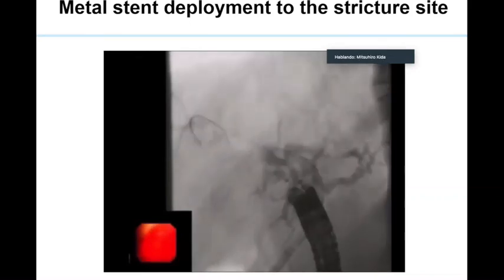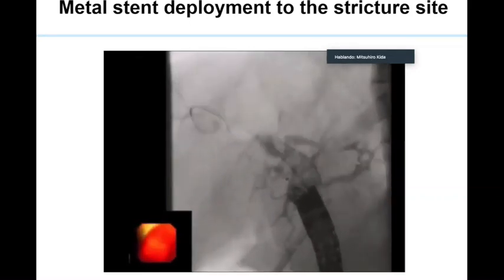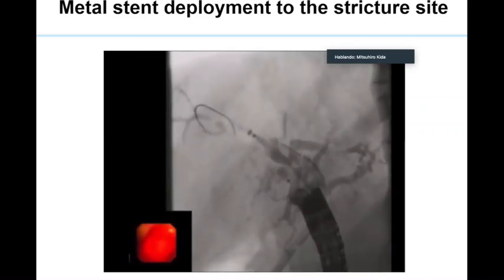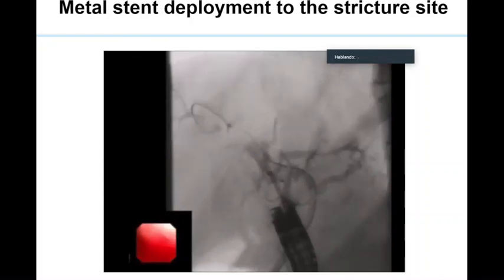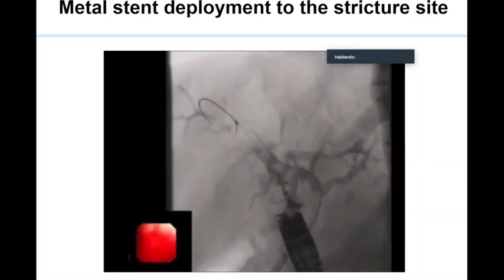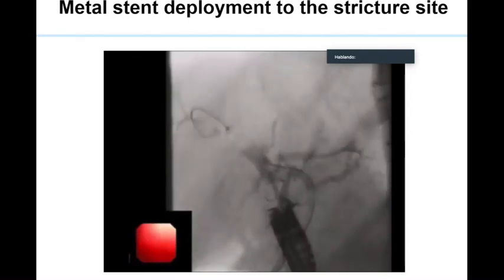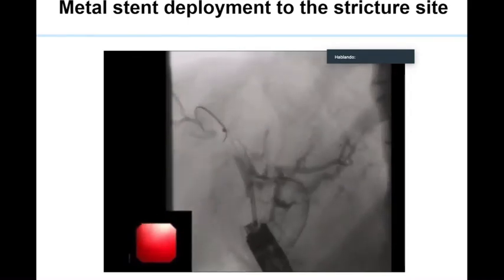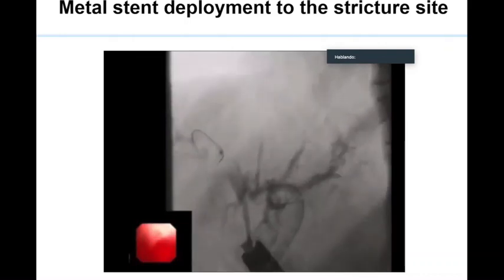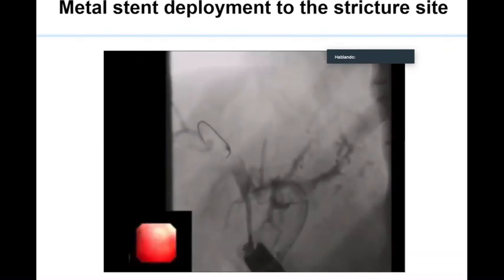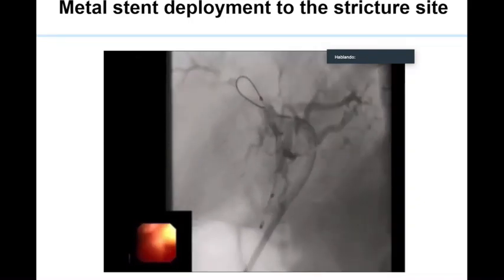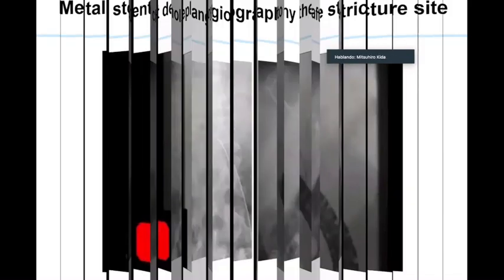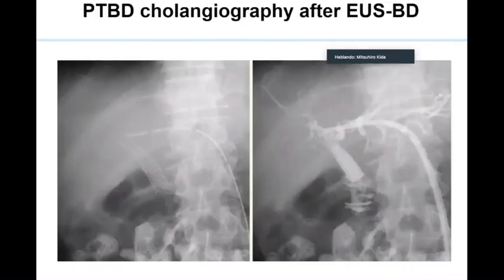After that, we dilate, and finally we insert the covered metallic stent, like this. We can treat this stricture with the EUS metallic stent, like this.